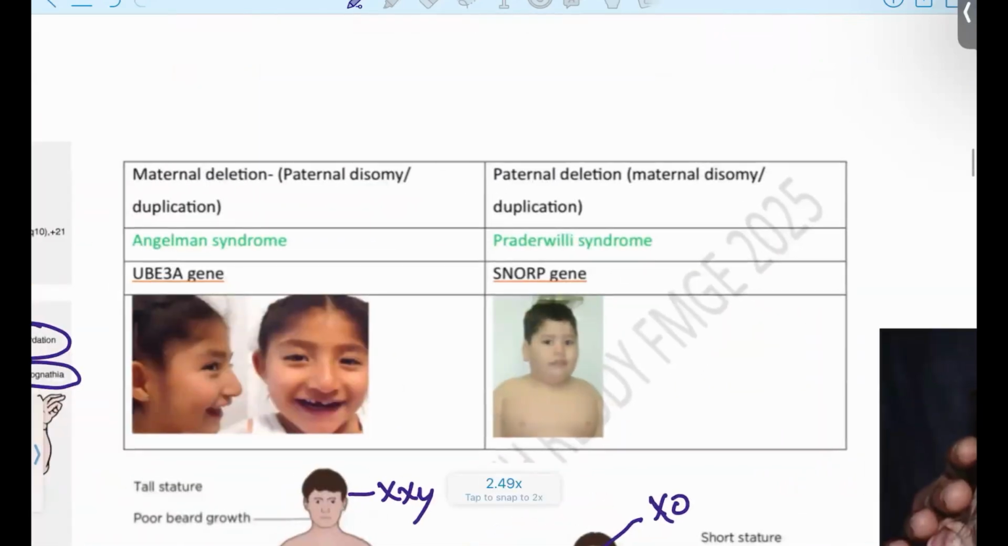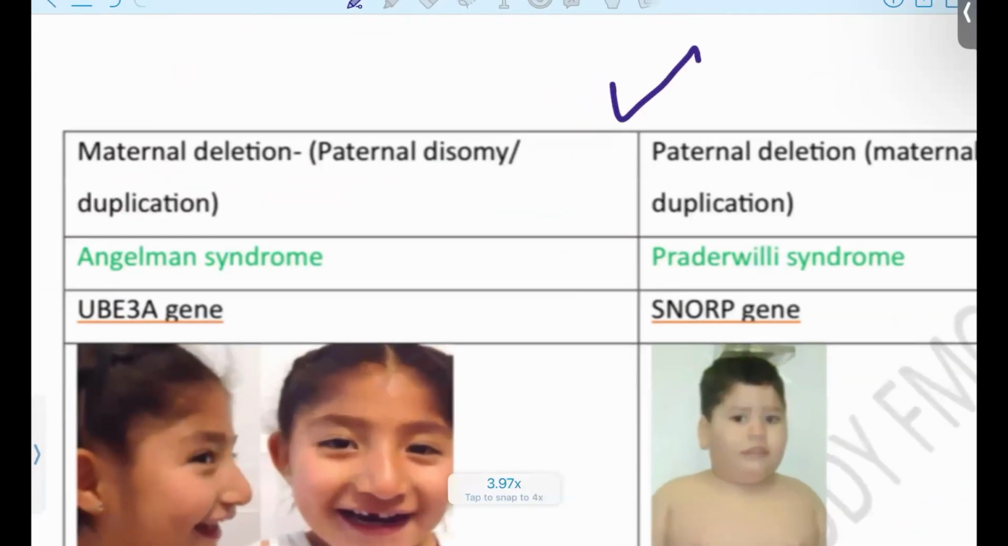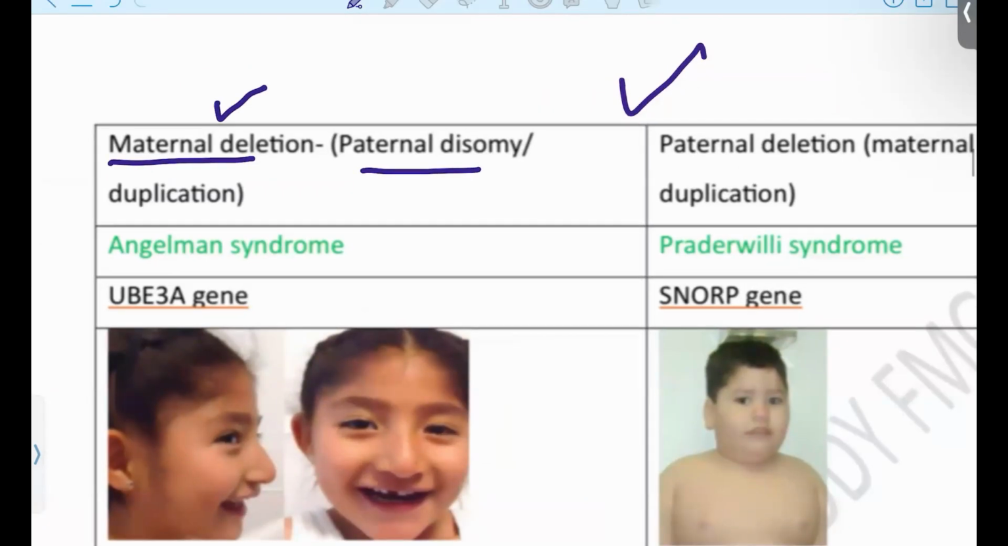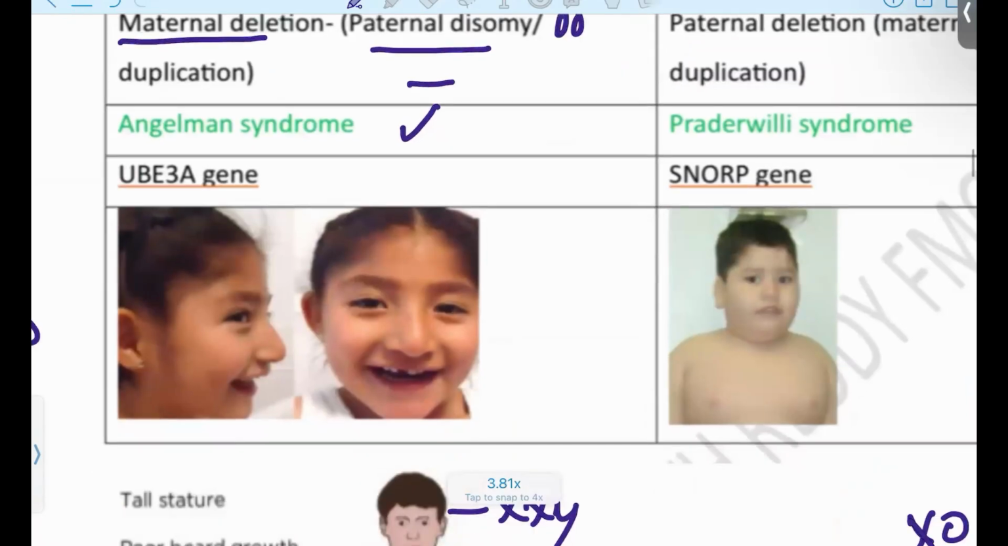Next, this is the non-Mendelian traits: maternal deletion and paternal disomy. What is meant by that? If the maternal gene is deleted, the paternal is going to duplicate. Okay, that is paternal disomy. This is seen in Angelman syndrome, and this patient is always smiling. Even though they have mental retardation, they're always smiling.